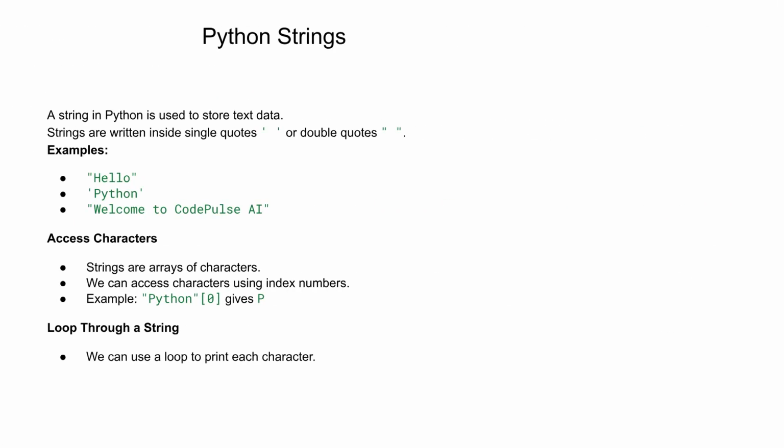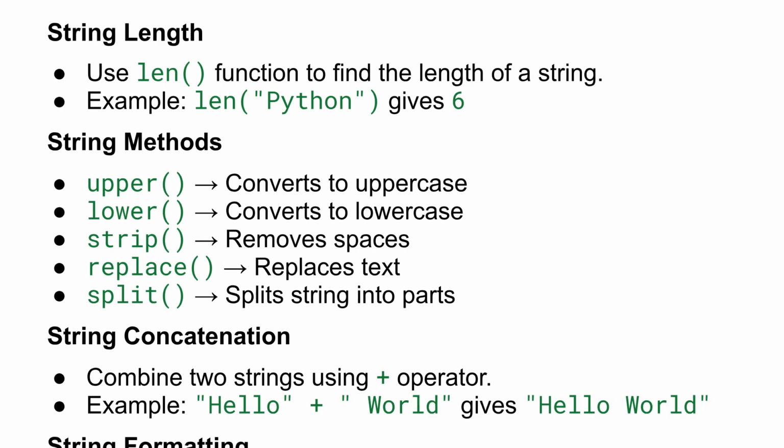Python strings store text data and are enclosed in single or double quotes. Strings are arrays of characters, and individual characters can be accessed using index numbers. You can also loop through a string to process each character. The length of a string can be found with the len function. Useful string methods include upper, lower, strip, replace, and split. String concatenation uses the plus operator, and f-strings are used for formatting and inserting values.